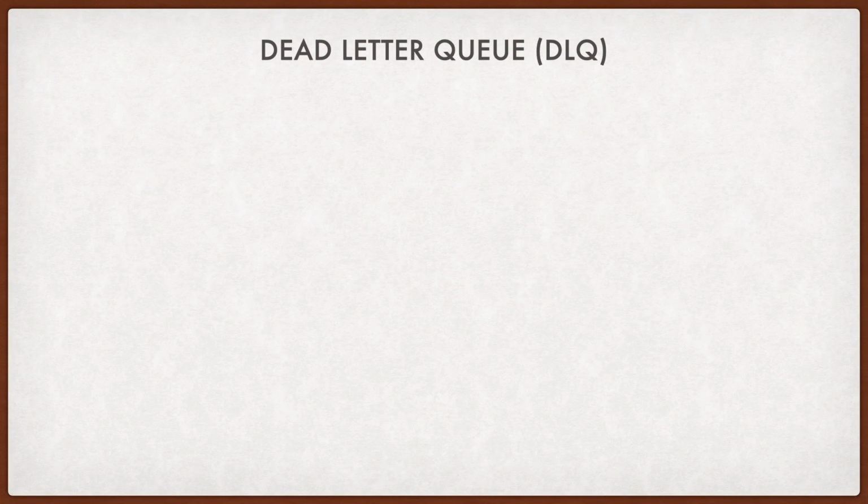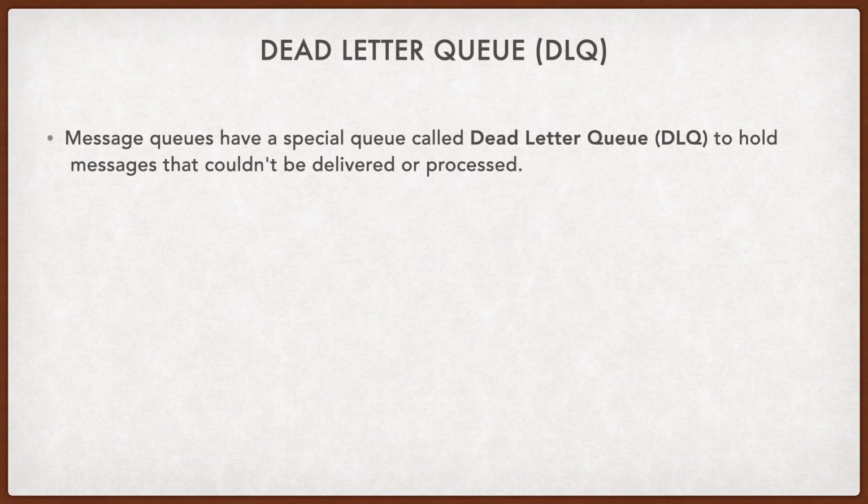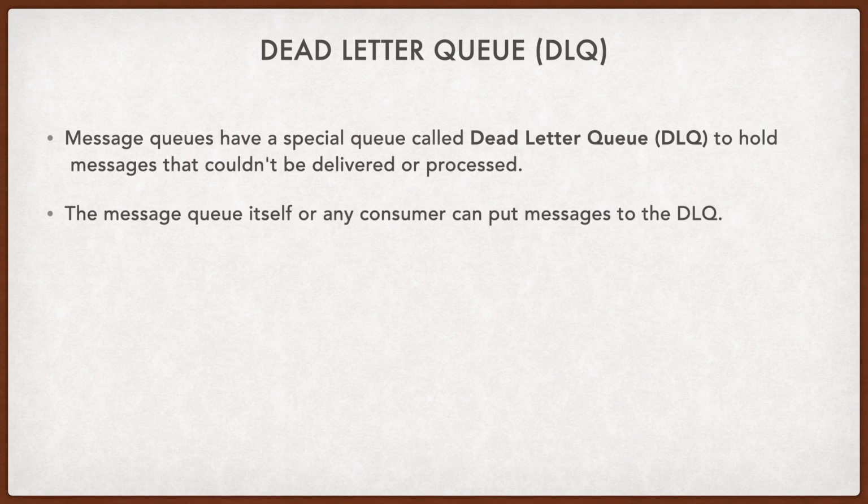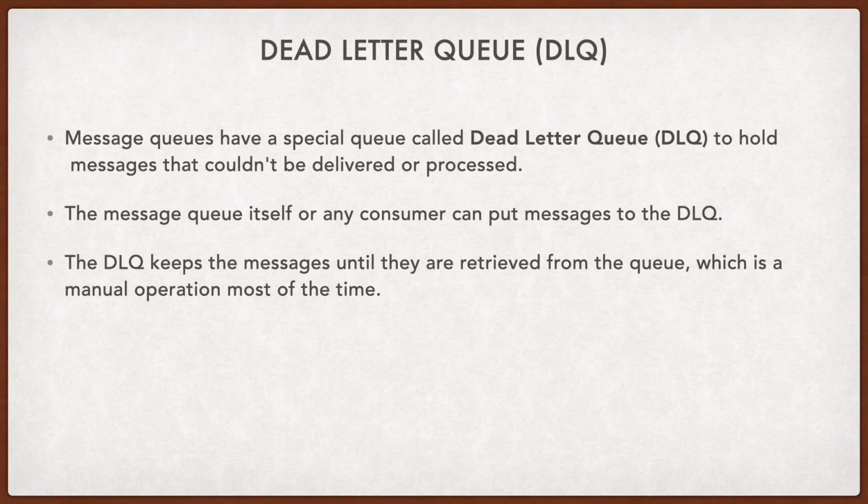The dead letter queue. Message queues have a special queue called the dead letter queue to hold messages that couldn't be delivered or processed. The message queue itself or any consumer can put messages into the dead letter queue. For example, a consumer can put a message into the dead letter queue if it fails to process the message after several attempts. The dead letter queue keeps the message until it is retrieved from the queue, which is a manual operation most of the time.